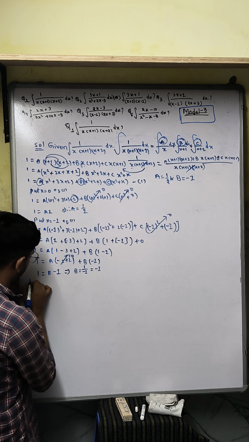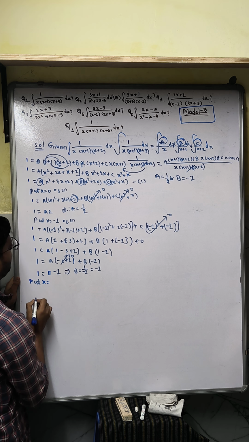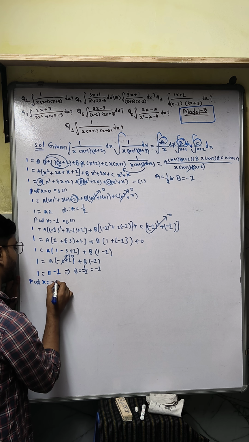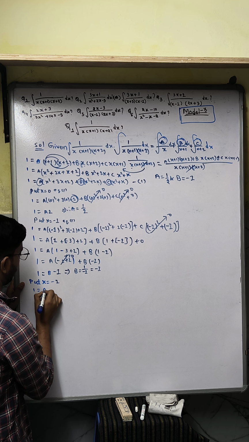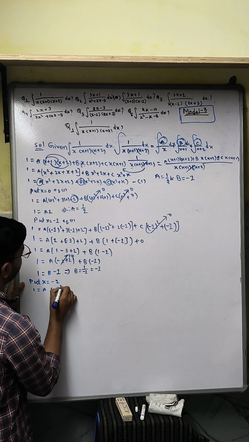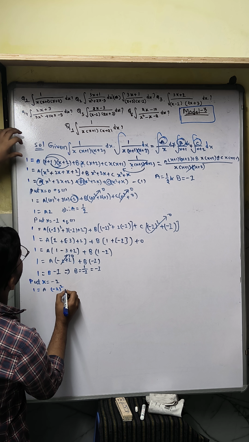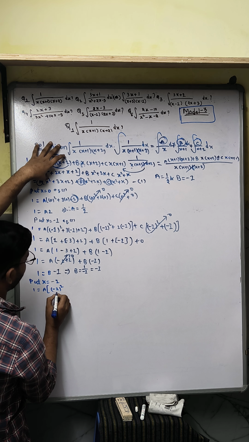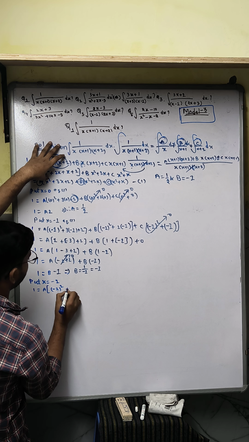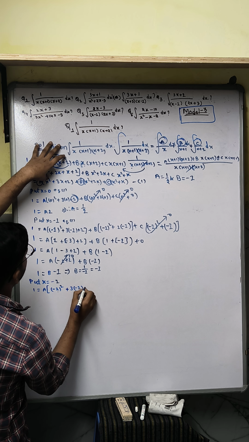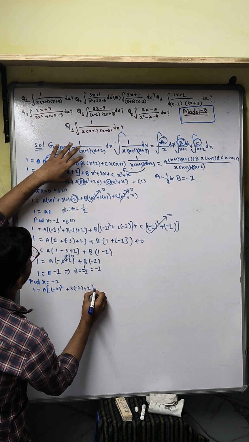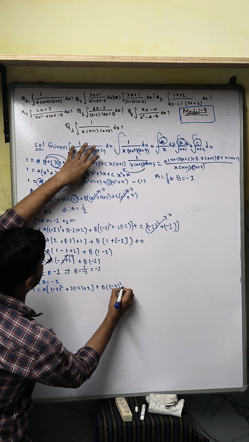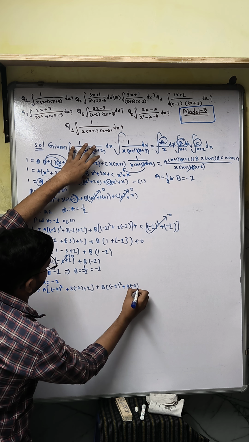Put x is equal to minus 2. We kept minus 1, 0, now minus 2. Then 1 is equal to a(-2)^2. Here where is the equation? This is the equation. Okay, in place of x we have to put minus 2: (-2)^2 plus 3(-2) plus 2, okay, plus b times (-2)^2 plus 2(-2).